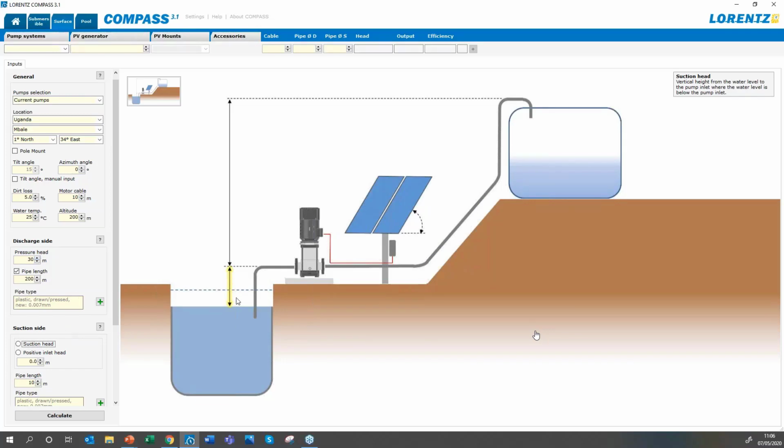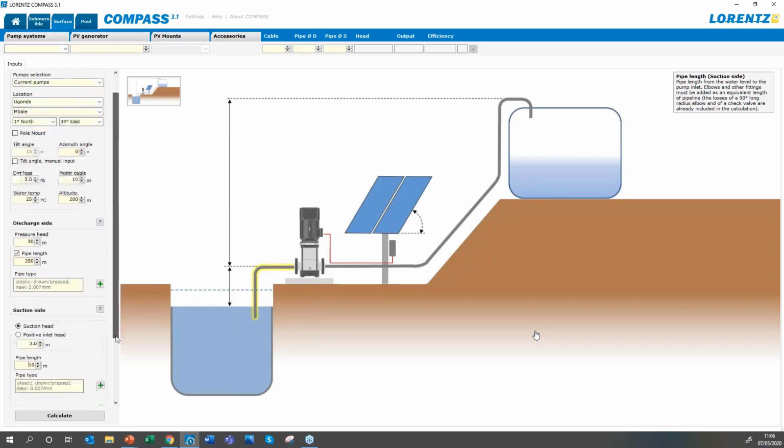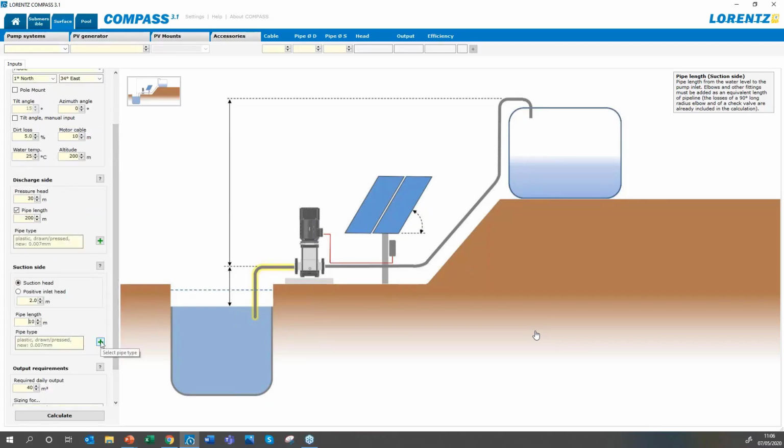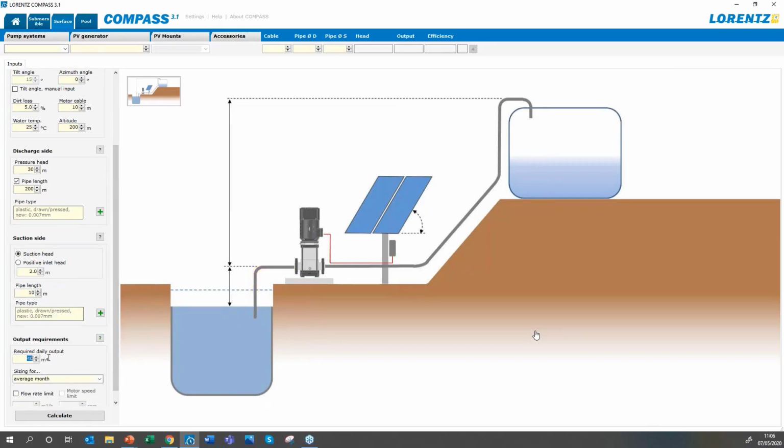Now we're going to move down to look at the suction side. So we are in a suction head situation. Water's coming from this river into the pump. And we can say that we have 2 meters vertical distance between the top of the water and the inlet of the pump. Again, we can choose our pipe types here, and how much water do we need per day. Say we need 100 cubic meters. And we can hit calculate.